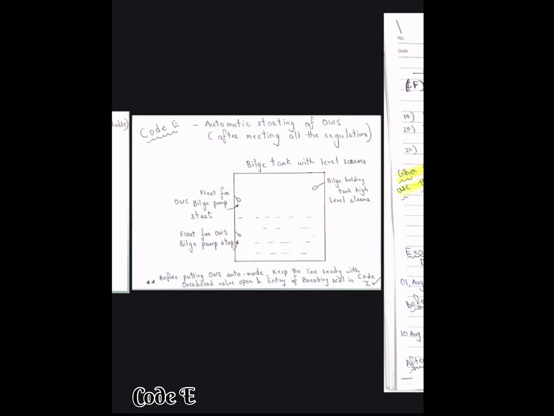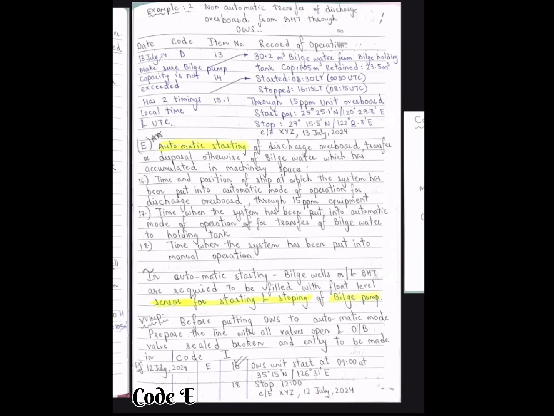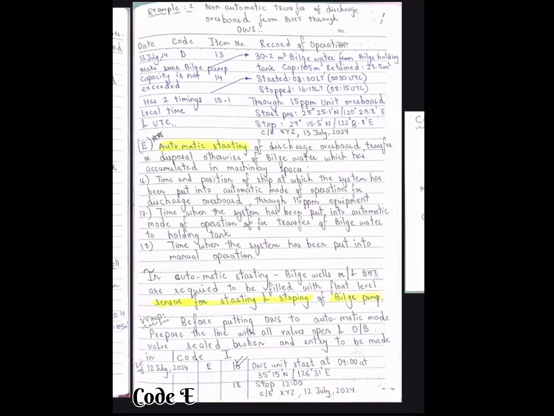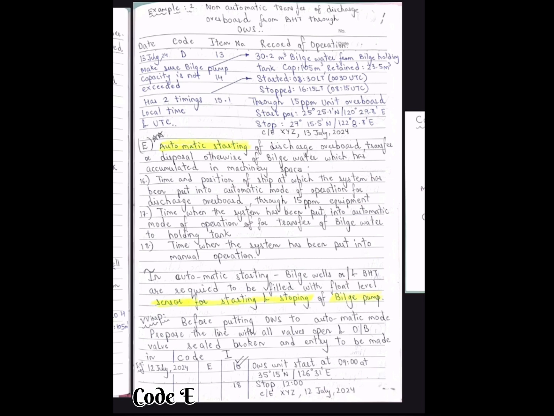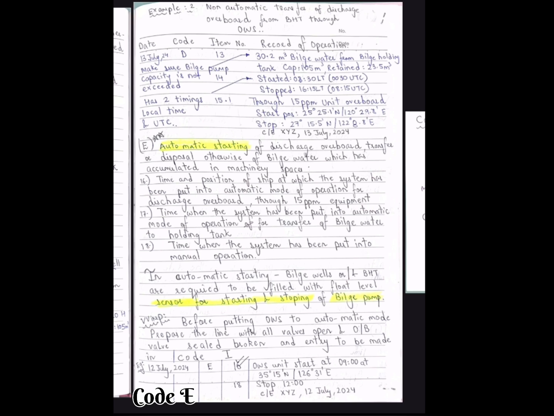One important thing to keep in mind is that whenever we are operating the 15 ppm equipment, that is the oily water separator, it can be either under code D or code E. What we need to do is open the overboard valve and break the seal, and this event needs to be recorded in code I of the oil record book. So now I will go to the bottom platform for a bit of explanation.